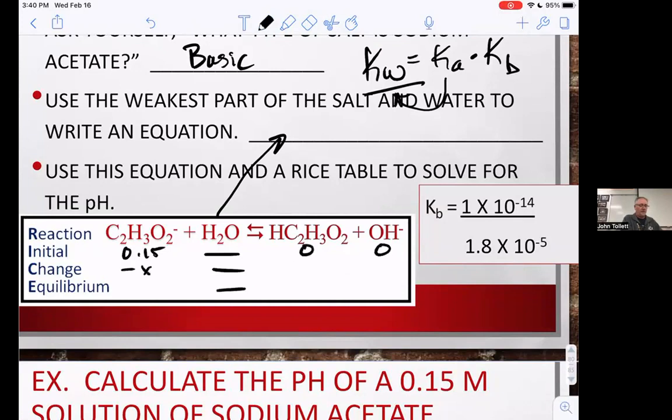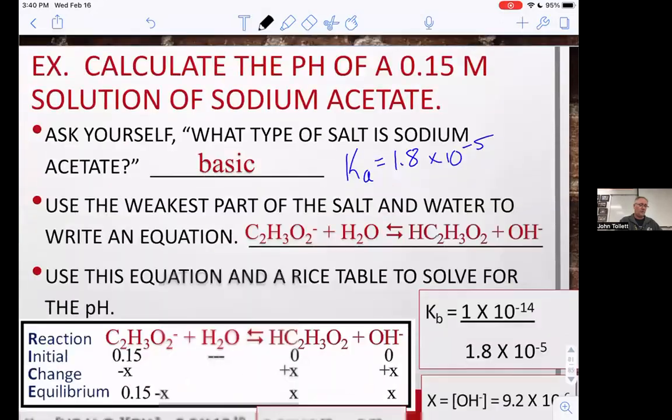I'm going to lose X. I'm going to gain X. I'm going to gain X. And at equilibrium, I've got 0.15 minus X, X, and X. I would set up my Kb expression, putting my acetic acid times hydroxide divided by my acetate, solve for X, and that X will be my hydroxide ion concentration.